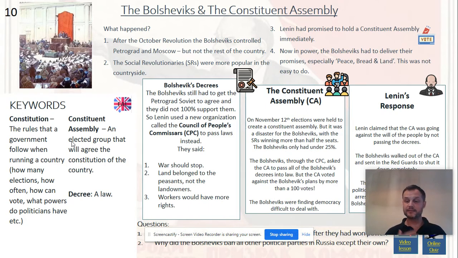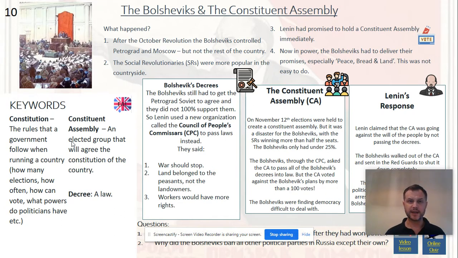So Lenin has this problem. He controls the two major cities, but the rest of the country don't really follow him. Plus, the people believe they have been promised a Constituent Assembly. So Lenin has to sort of deliver one. So this is what happens then.